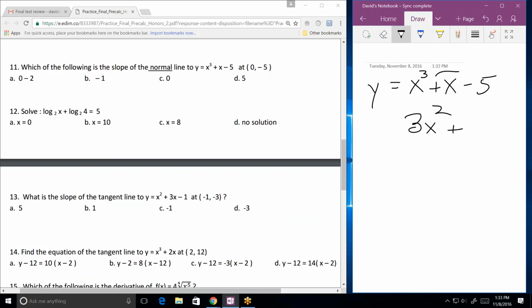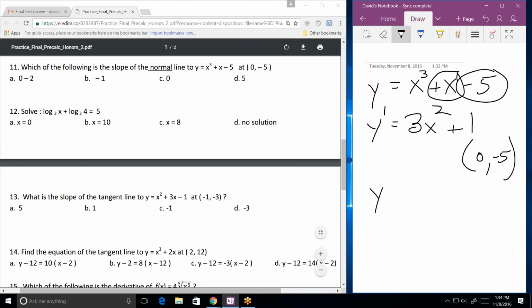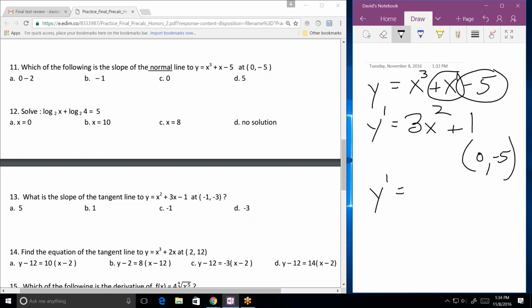Over here with this term, if I start with the exponent, it's a 1. It's 1 times x to the 0. Anything to the 0 is 1, so that becomes 1, and the derivative of that is 0. So y prime, which is the slope of that line, is this. And they want you to evaluate it at (0, -5). So what's the slope at this point? Plug in the x coordinate for x. What do you get? Just 1. That's the slope.